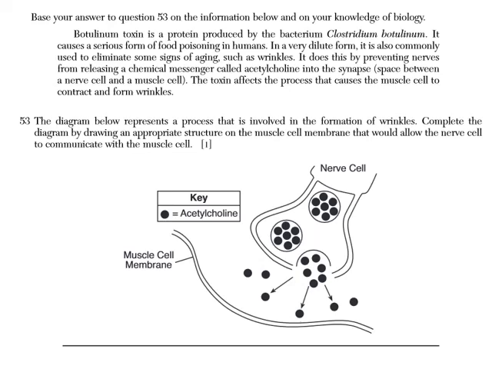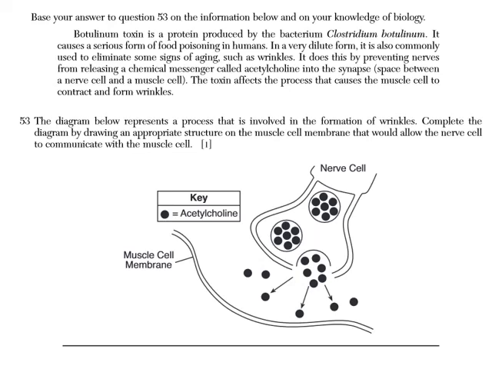All right, let's take a look at this question. Botulinum toxin is a protein produced by the bacterium Clostridium botulinum. It causes a serious form of food poisoning in humans. In a very dilute form, it is also commonly used to eliminate some signs of aging, such as wrinkles. It does this by preventing nerves from releasing a chemical messenger called acetylcholine into the synapse, the space between a nerve cell and a muscle cell. The toxin affects the process that causes the muscle cell to contract and form wrinkles.